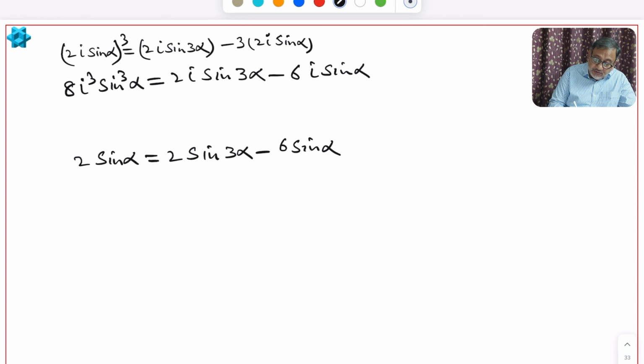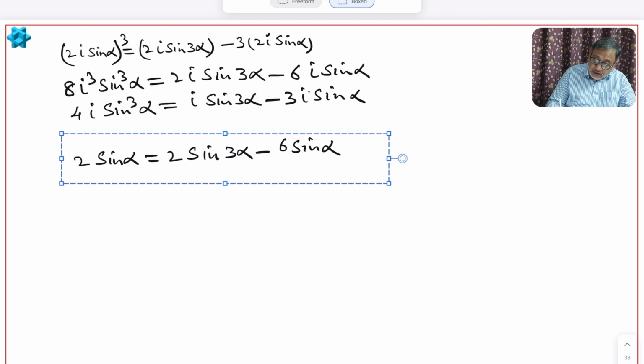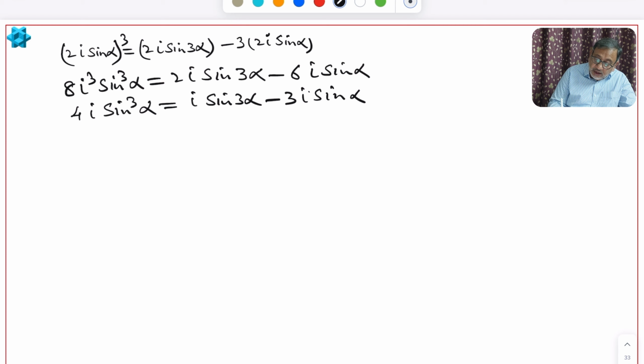So dividing by 2, and i cube will become i. So 2 for the 8, i sin cube, and 2 will go from here. So i sin 3 alpha minus 3, dividing by 2, 3i sin alpha. Okay, now after simplifying, I will cancel. So 4 sin cube alpha is equal to sin 3 alpha minus 3 sin alpha.